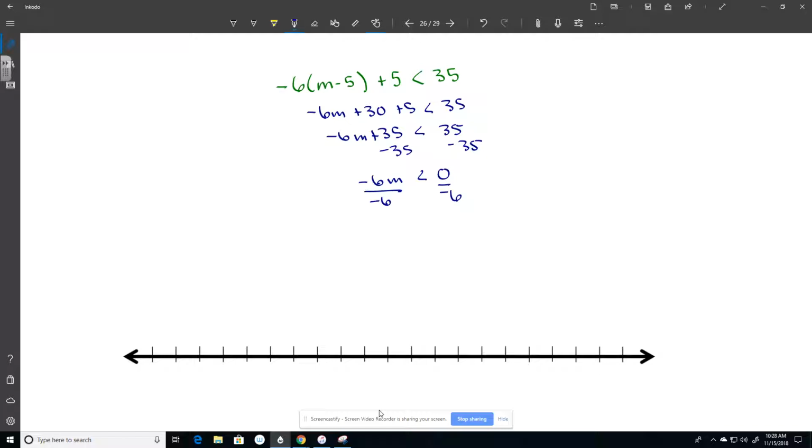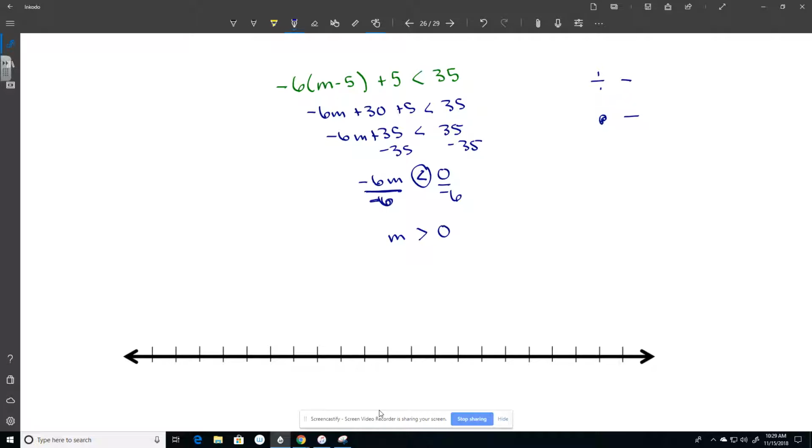And here's where we need to be really careful, because if I either divide by a negative or multiply by a negative, there's an extra step that we have to remember, and that's that this sign needs to flip the other way. So when I divide both sides by this negative 6, I need to change this sign. So it actually becomes m is greater than 0. 0 divided by negative 6 is 0, instead of m less than. So if you divide or multiply by a negative, remember to flip that sign and point it the other way.